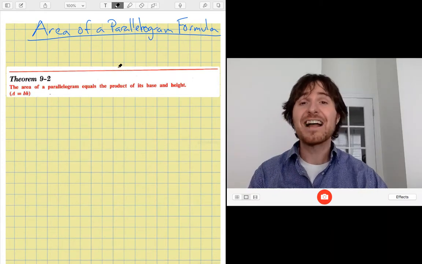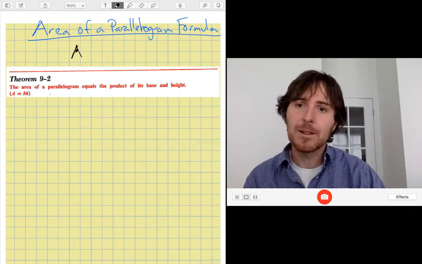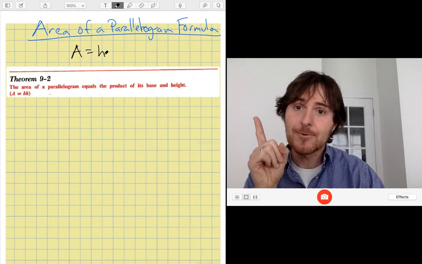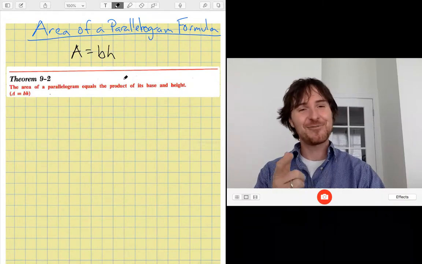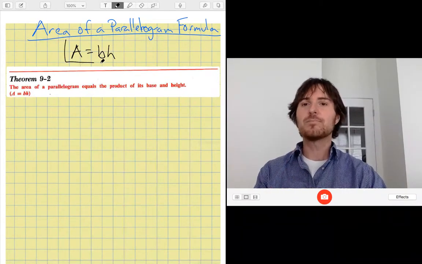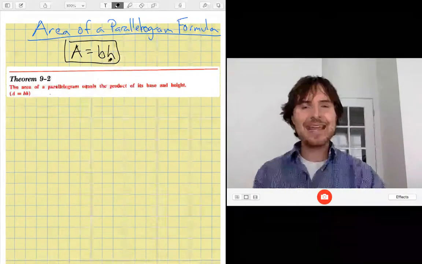How do we remember that? Well, that's the exact same formula as for rectangles, which we just proved in the last video. Was that a good video? Yes, it was. That was a great video, so thank you for watching that. A equals base times height, okay?